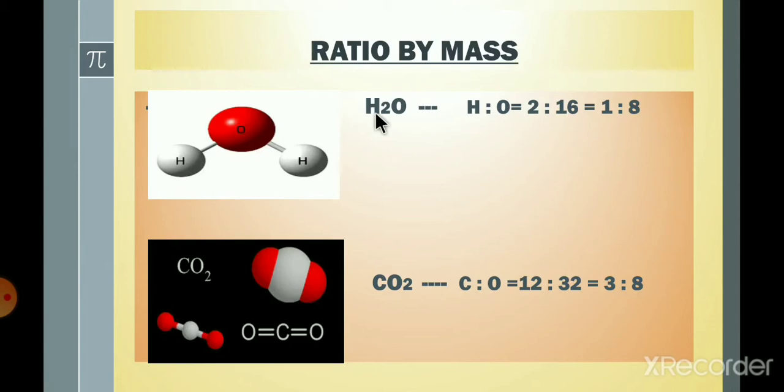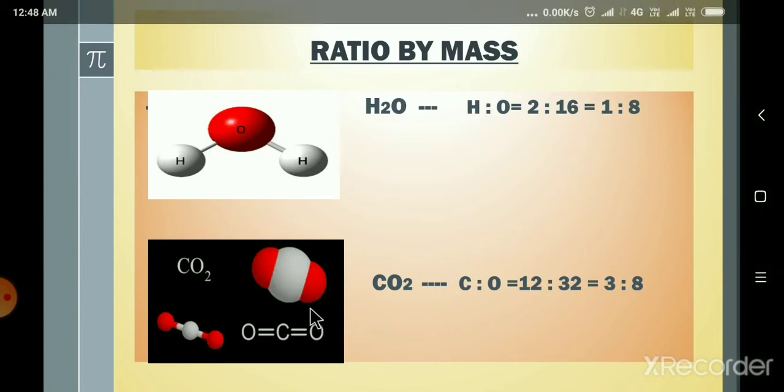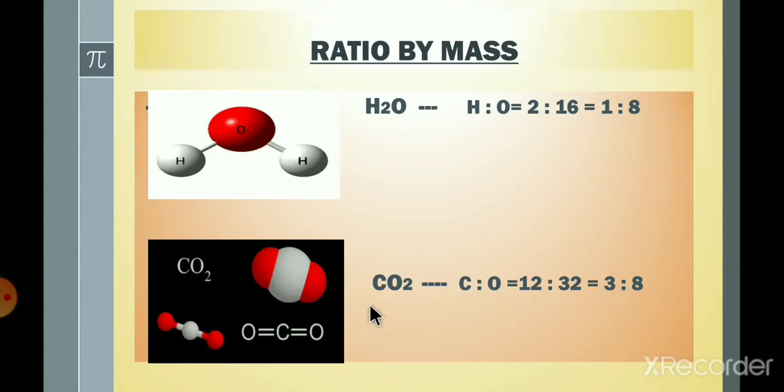Students, you know the atomic mass of hydrogen is 1 U and oxygen is 16 U. So in the case of water with formula H2O, the ratio of the combining atoms by mass will be 1 into 2 : 16, that is 1:8. Similarly, in the case of carbon dioxide, the ratio will be 12:32 because the atomic mass of carbon is 12 and oxygen is 16. So it will be 12 : 2 into 16, that is 32. On simplifying, it will come out to be 3:8.